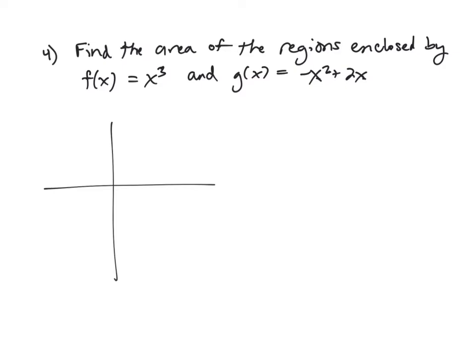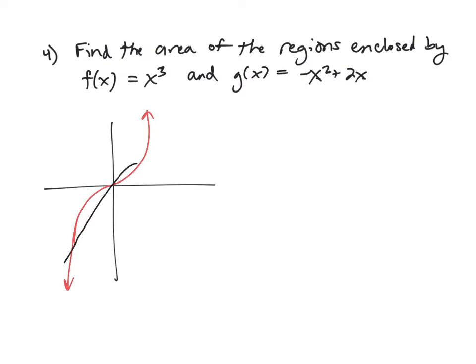So I've got the curve f of x equals x cubed. That is kind of my basic cubic graph, and then maybe just make it a little longer. Negative x squared plus 2x, and my negative x squared plus 2x is a negative parabola.